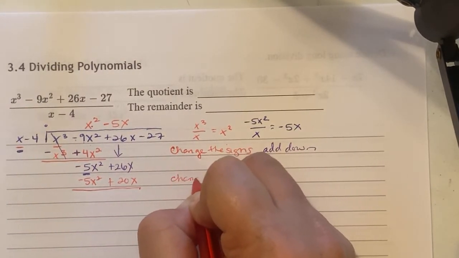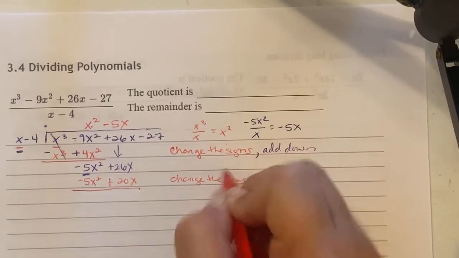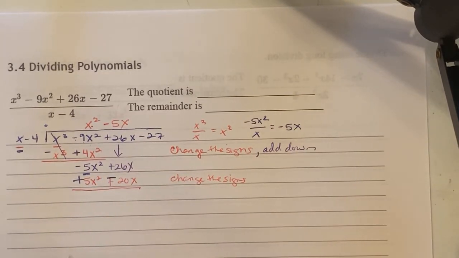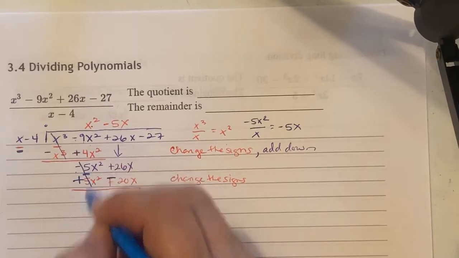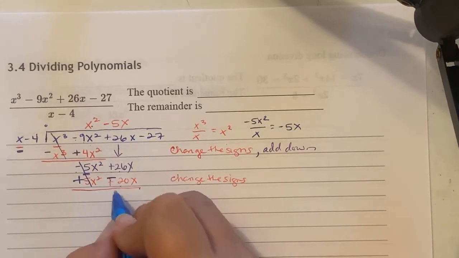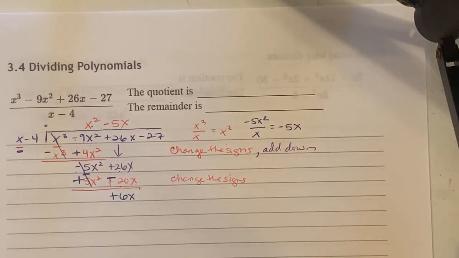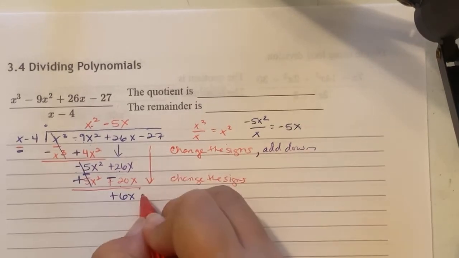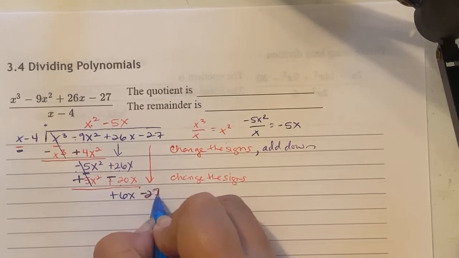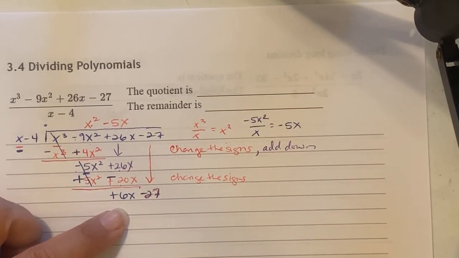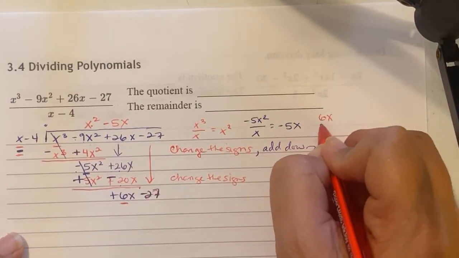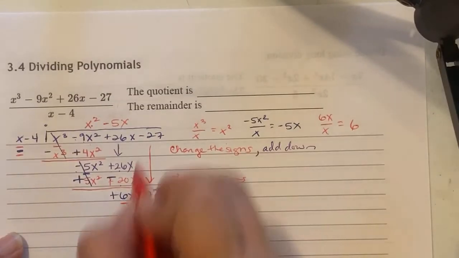Again, you are going to change the signs. So this becomes positive, that becomes negative. Negative 5 and positive 5 cancel out. Positive 26 minus 20 makes it positive 6x. And then bring down the negative 27. Here's our new starting point. So again, the x is underlined. This is our new starting point. So we have positive 6x divided by x, which results in 6.